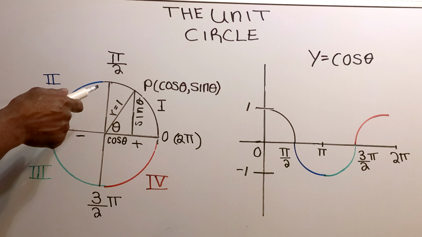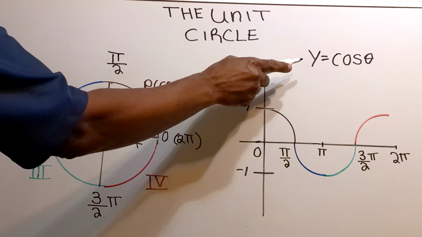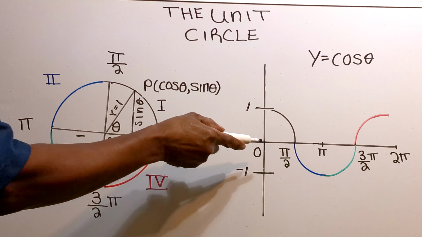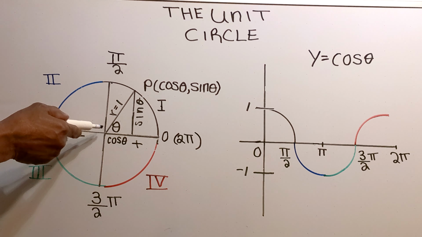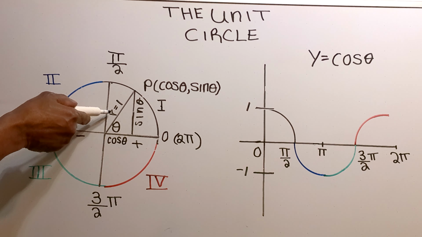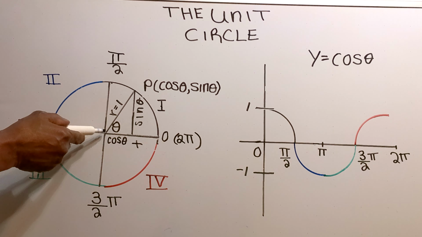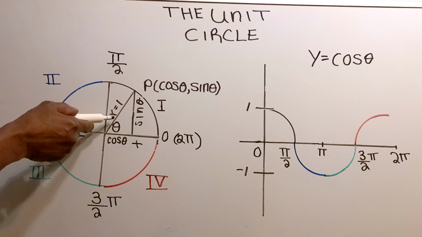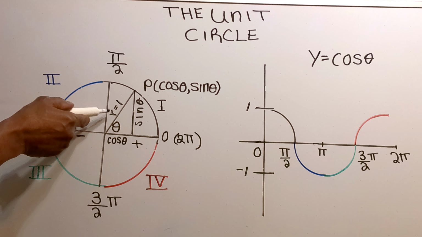Now in this video, I've got the unit circle and I've got the graph of y equals cosine theta. Now the unit circle has a radius of 1. Now when you look at this triangle, you'll see that the hypotenuse of the triangle equals the radius of the circle, and the radius equals 1.